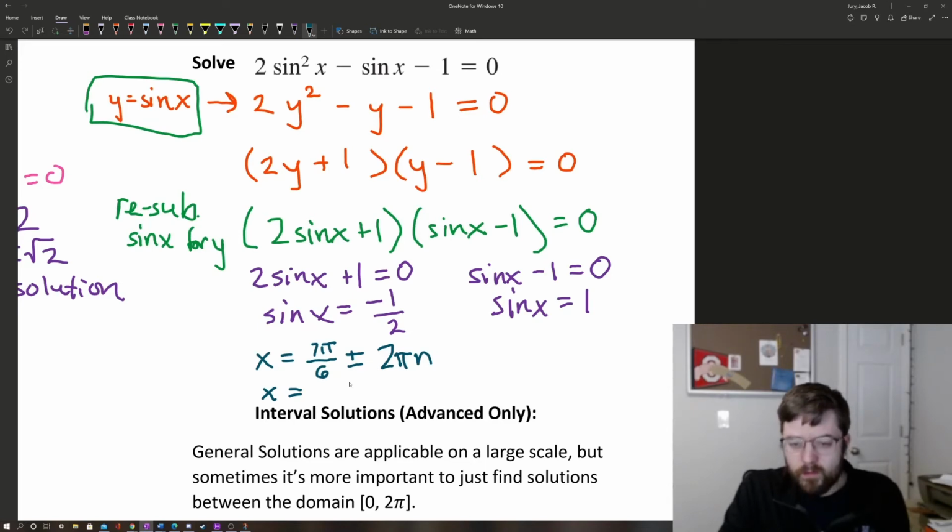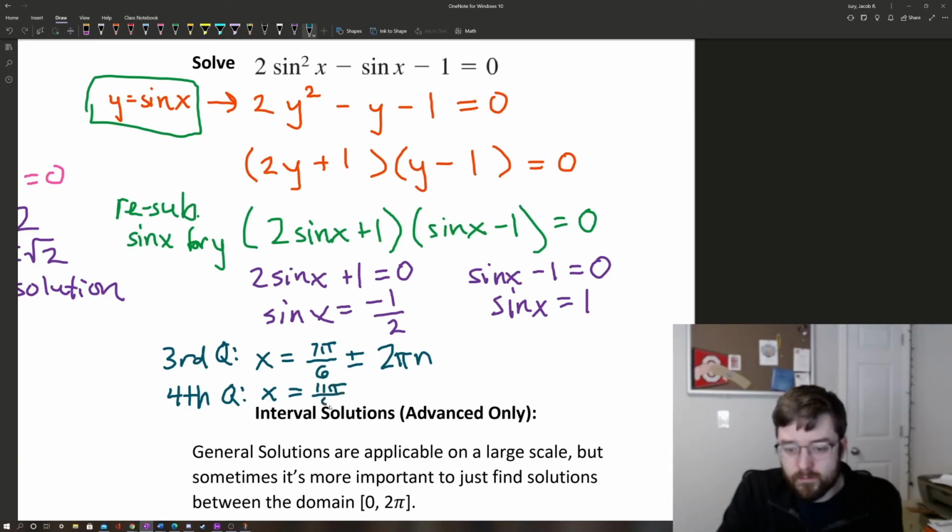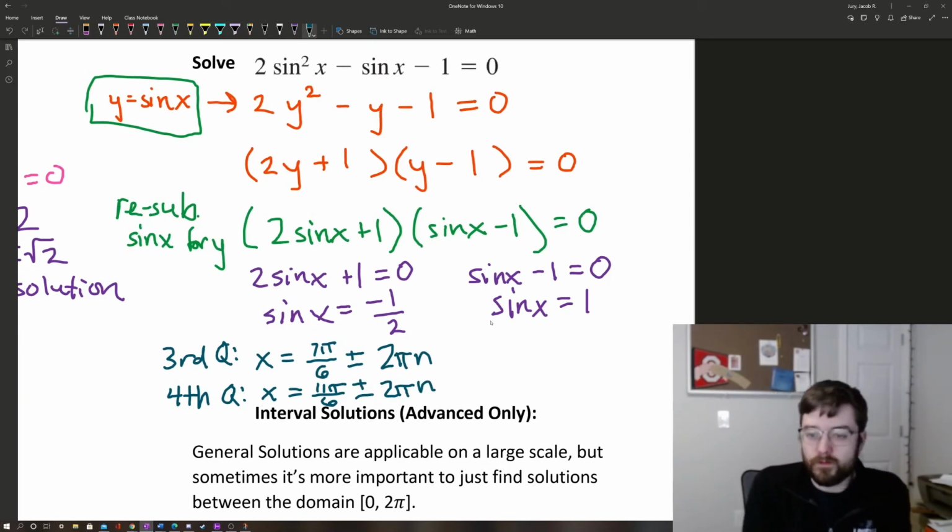And then, what quadrant is that? That's the third quadrant answer, and now we have a fourth quadrant answer, because sine is negative in these two quadrants, the third and fourth quadrants. And so we need our 11 pi over 6, plus or minus 2 pi n. Great, so that's one side of the equation.